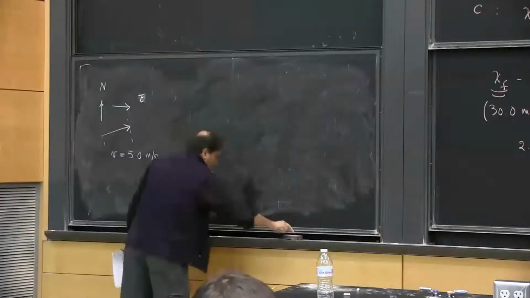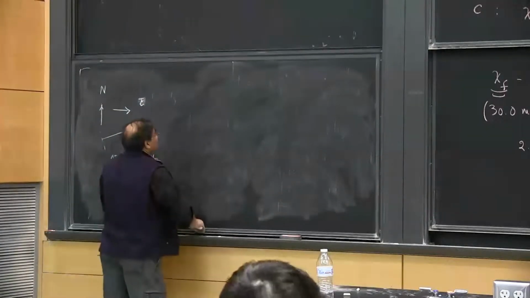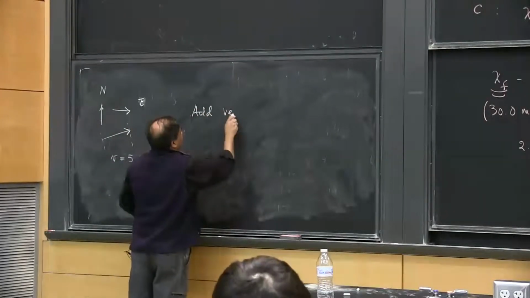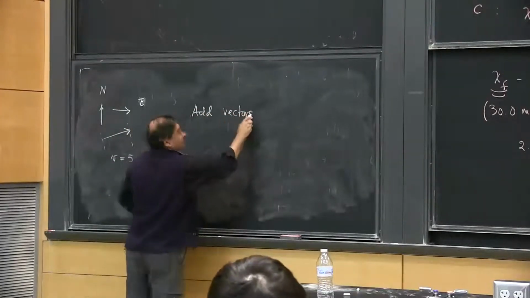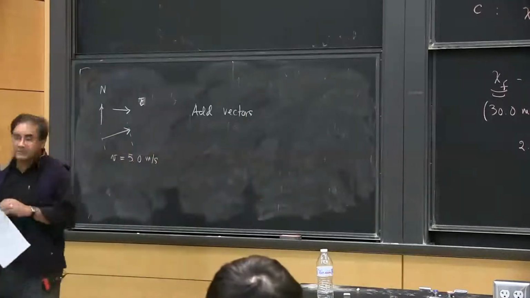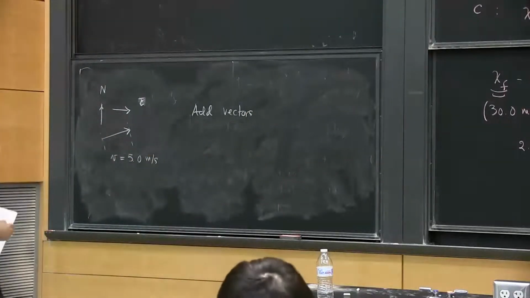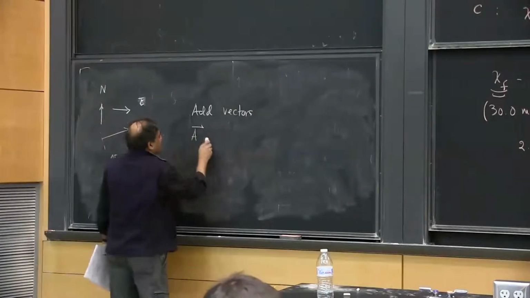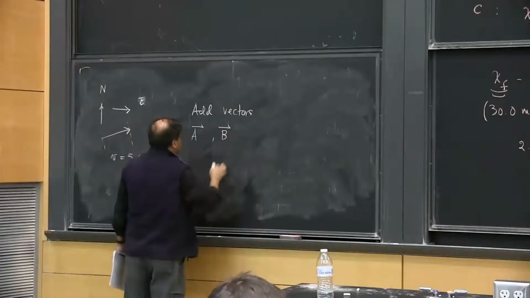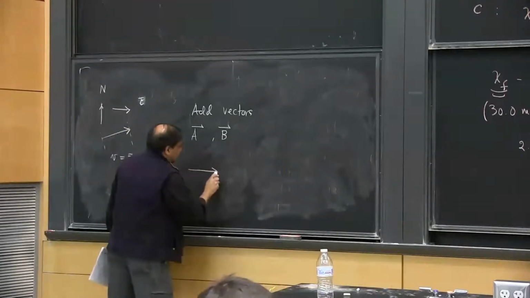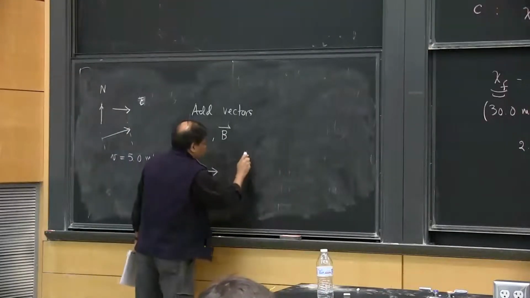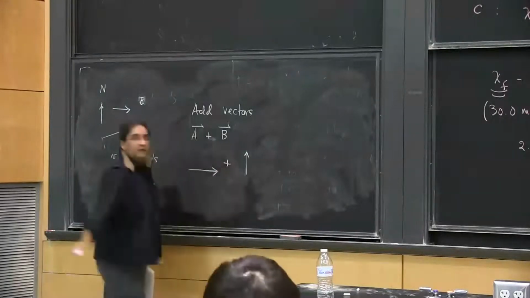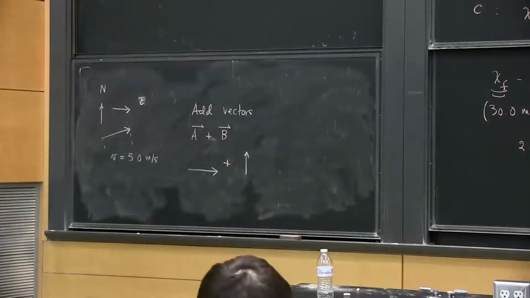All right. So now we want to find out how to add vectors. How do you add? Well, let's say I have two vectors A and B, and let's keep things simple as we are trying to understand it. Let's say A is this way and B is that way. And suppose I want to add the two vectors. Any questions so far?